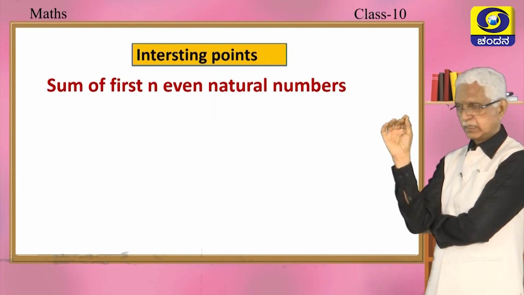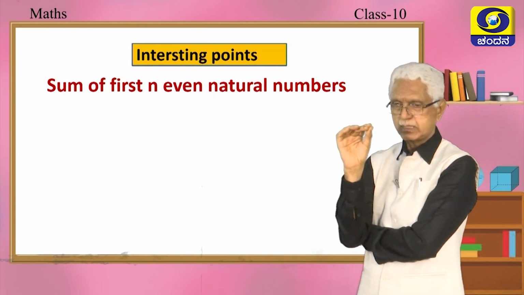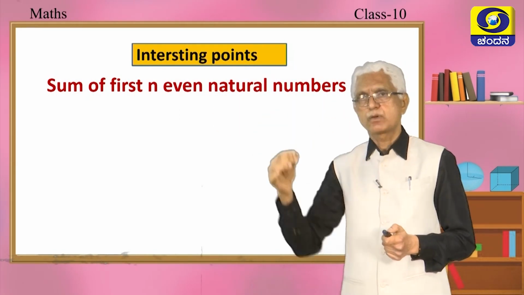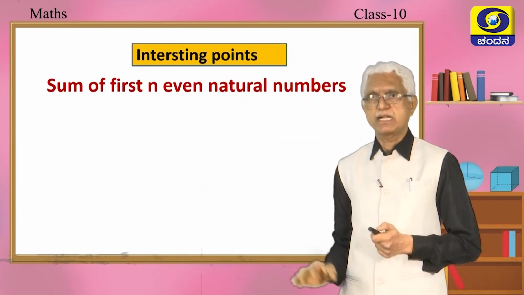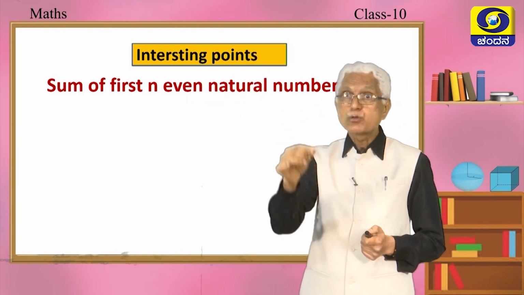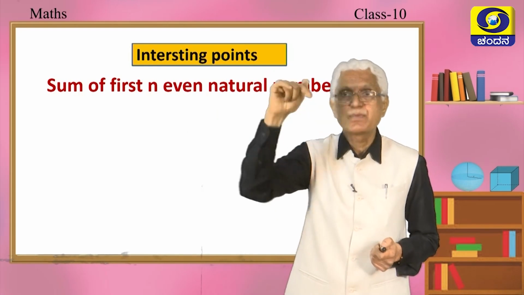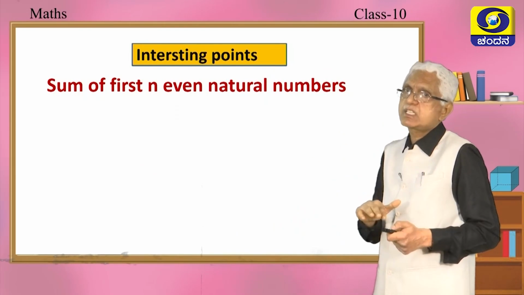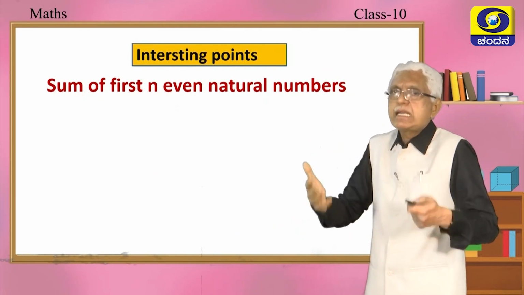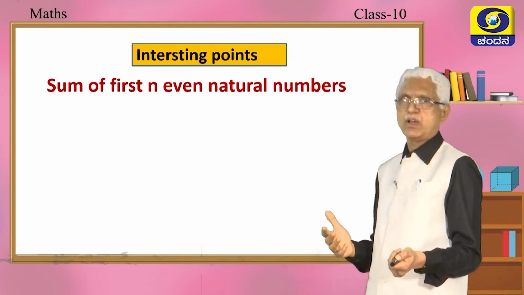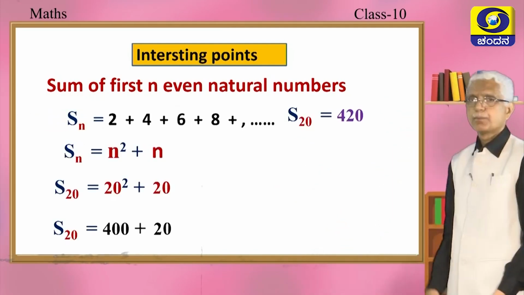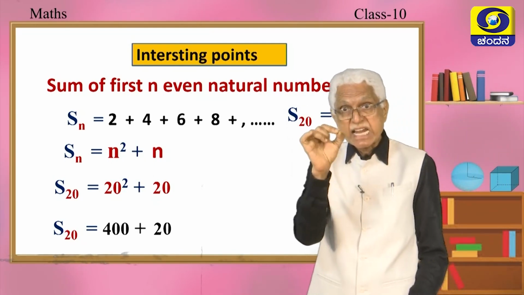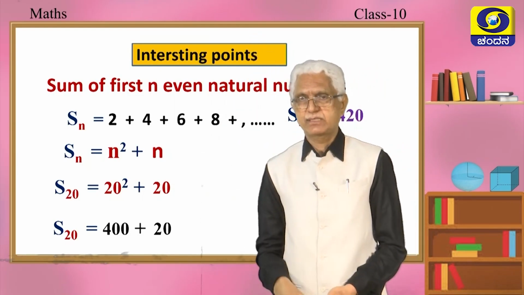So far we have learned how to find the sum of the terms of the arithmetic series. n into n plus 1 by 2 for natural numbers starting from 1 to n, n by 2 into a plus l if I know the last term l, n by 2 into a plus n minus 1 into d if I know the first term and the common difference, and I need not know the last term in that formula, correct? Okay. Please observe.